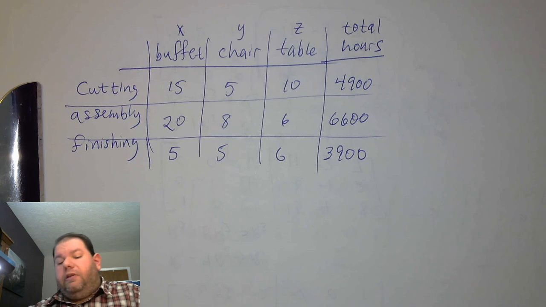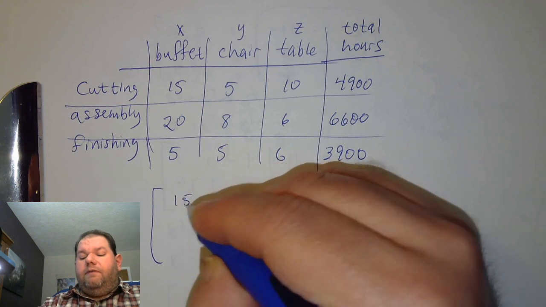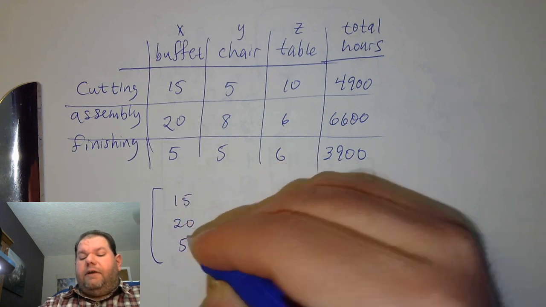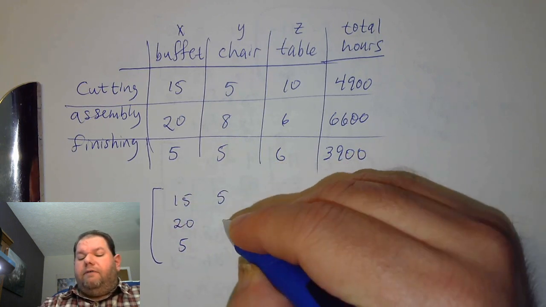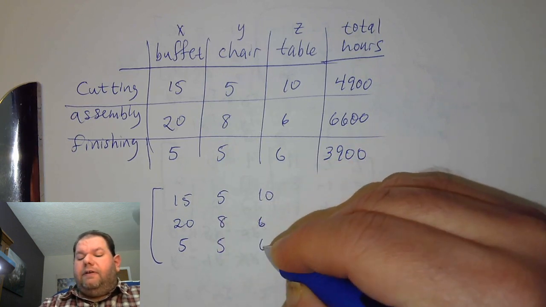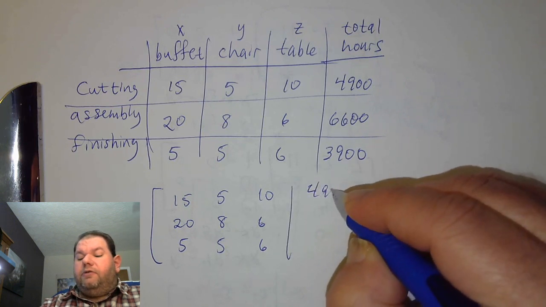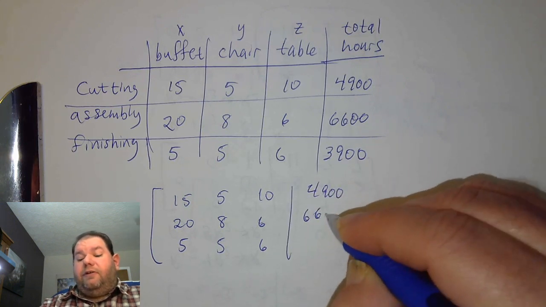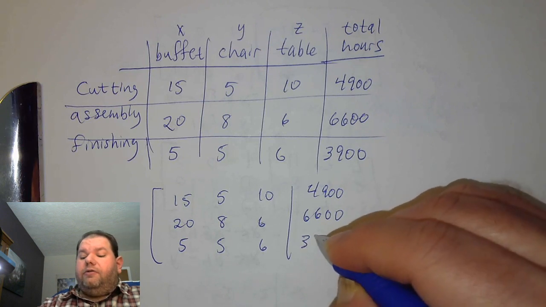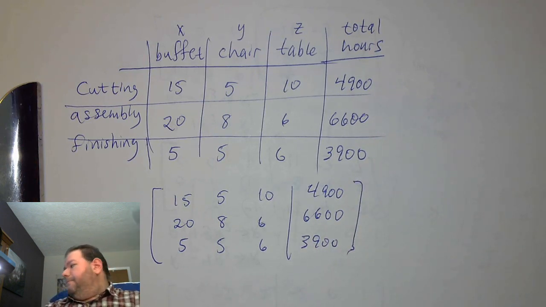Okay, now looking at it like this is actually our matrix right here. 15, 20, 5, 5, 8, 5, 10, 6, 6, 4,900, 6,600, 3,900. Okay.